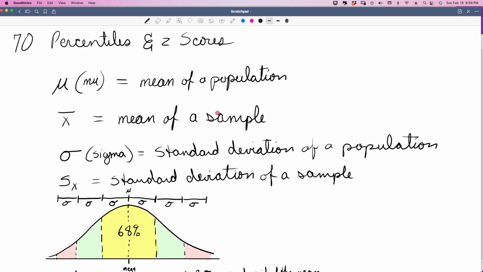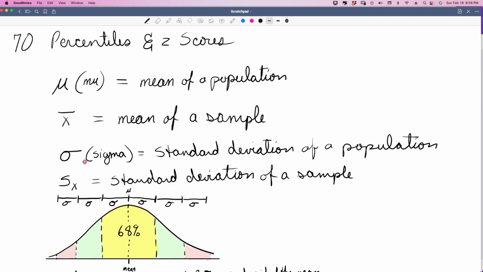Does it make sense? Whenever we do a focus group or a market study, the population is everybody that is involved, not just that focus group. Everybody's opinion, not just the focus group's opinion. The mean of that focus group would be the X bar of that group.